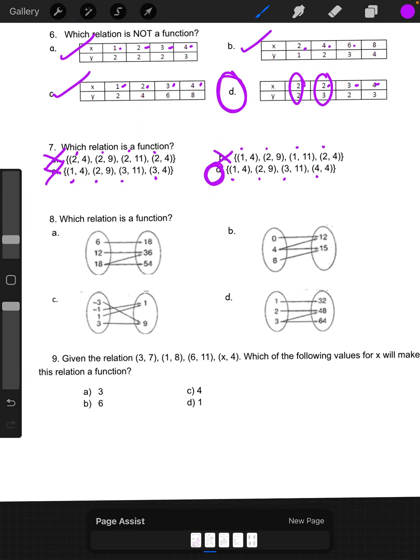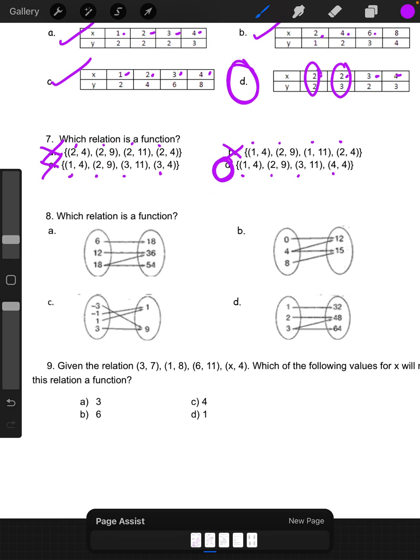All right, when you are looking at, we call these a mapping, you want no repeating x's, but it looks a little bit different on a mapping because they have these arrows that come through them. So let's look at A. They're saying for A, 6 goes to 18. So that one works fine. 12 goes to 36, that works fine, but 18 goes to 36 and 54, and so that does not work because 18 can't go with those two numbers. So A is not a function.